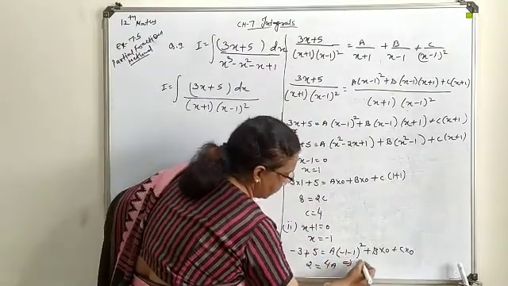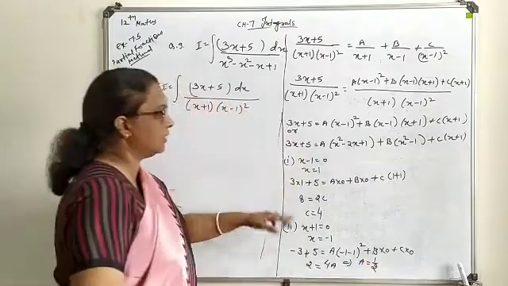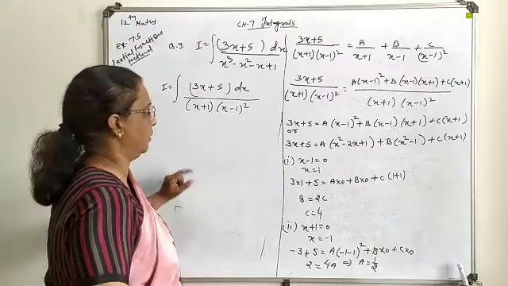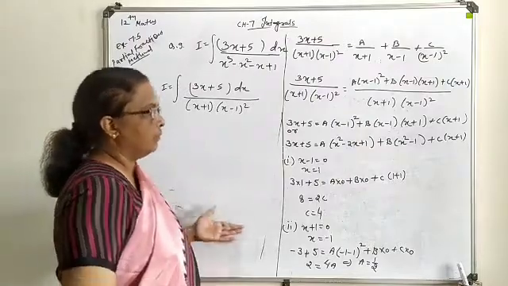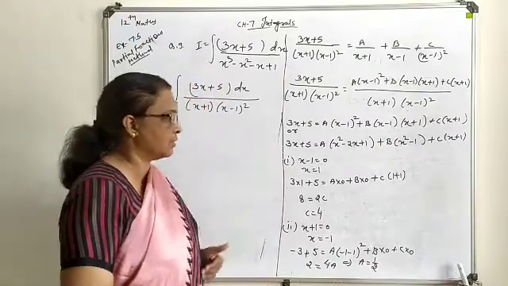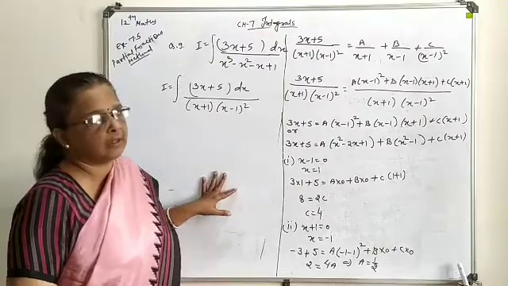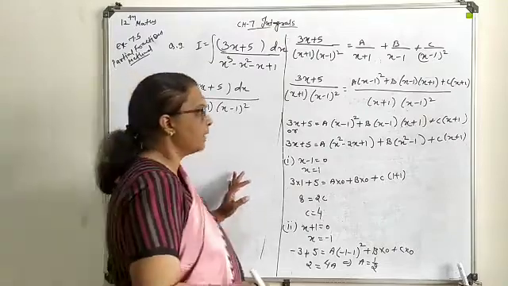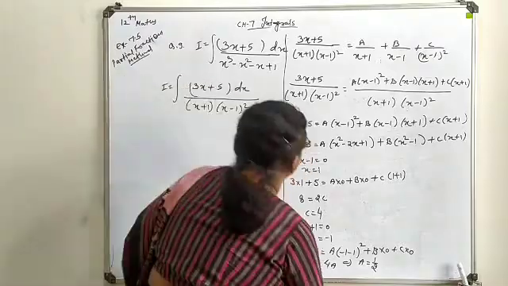So here you can say your A is coming out as 1 by 2. So this way these two constants we have evaluated. Now one remains to evaluate, but here we are not having any more factor which can be equated as 0. So for that purpose we have to go for equating the coefficients. So here we will compare.